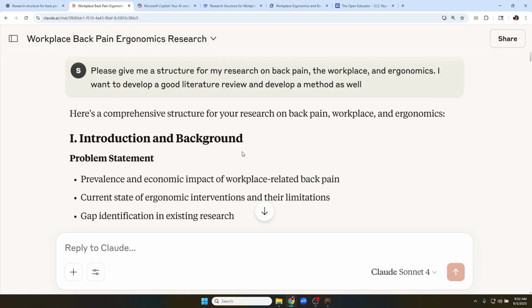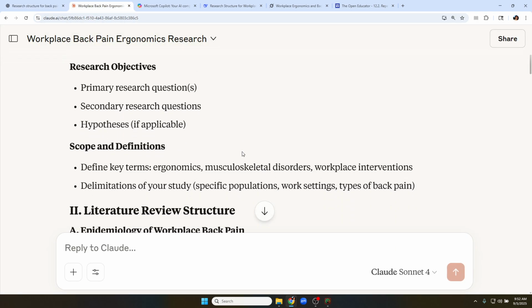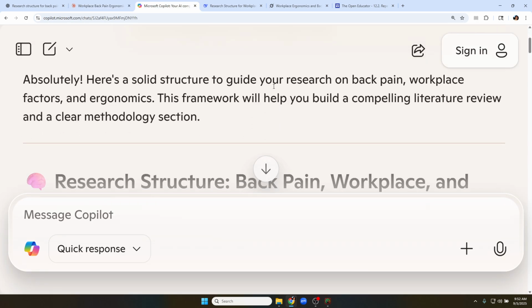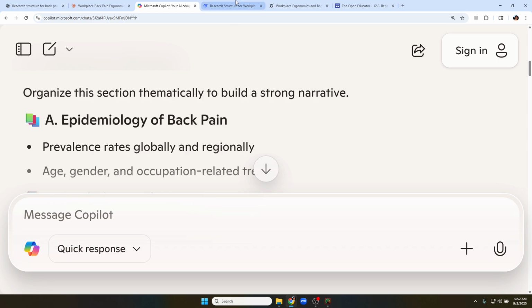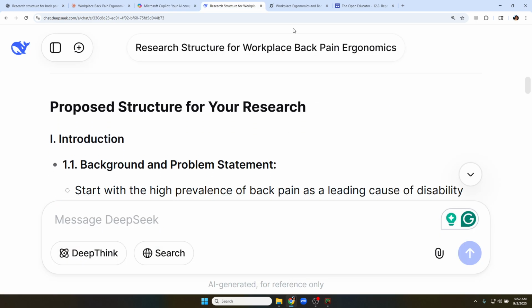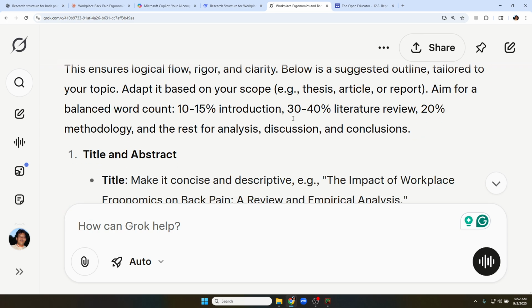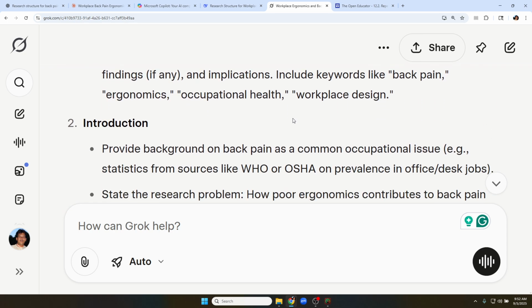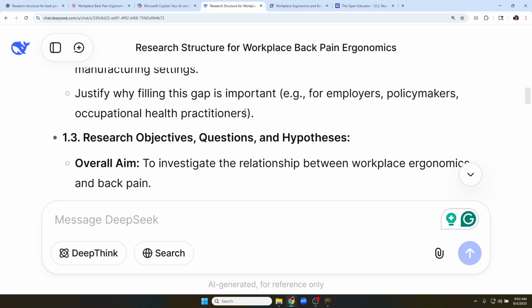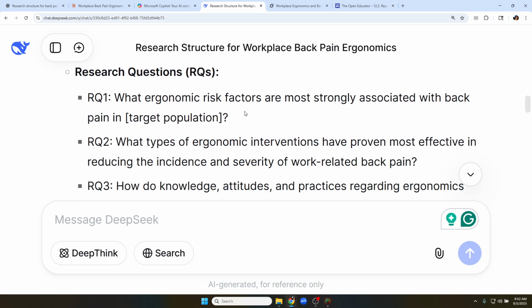I asked the same question in Claude. It gave me a similar structure, a little bit more detailed than ChatGPT. Microsoft Copilot also gave me their structure. Now, any of these structures I can actually take as is and start my research. I really don't have to modify anything in terms of structure. So with Grok, any of these AI platforms I ask, it gives me a very nice structure. There is nothing wrong with any of them. Of course, you can read all of them and then combine.